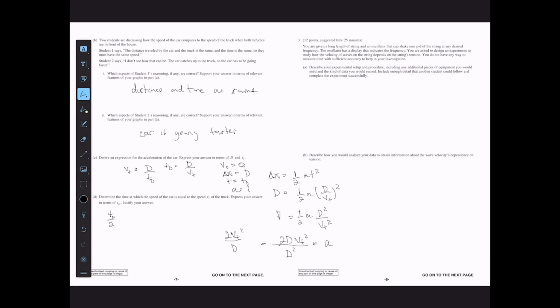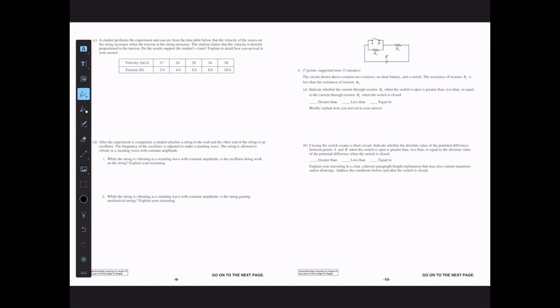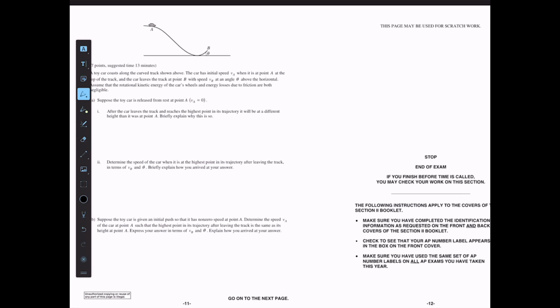Three is a wave problem. Let's see. 4 is circuits. Let's do 5.